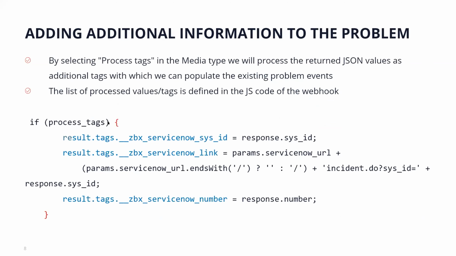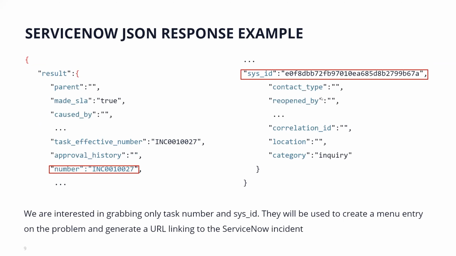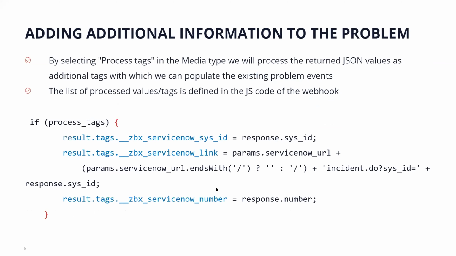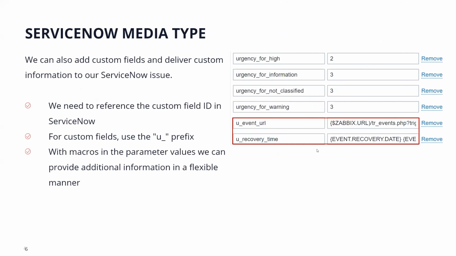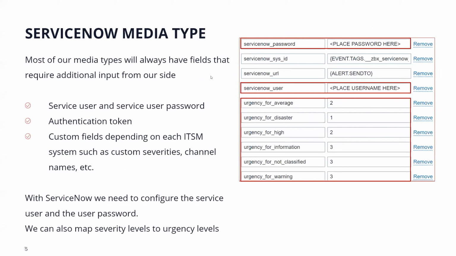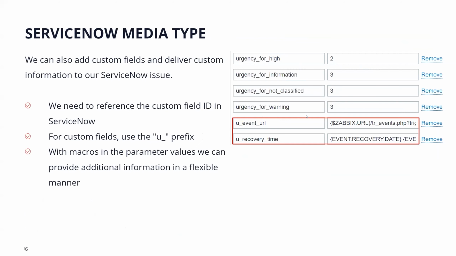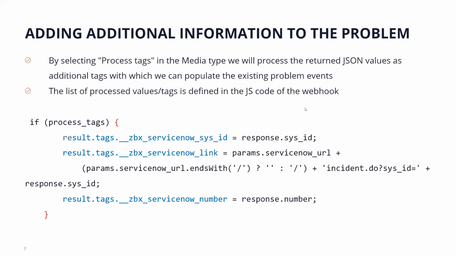If I go back, I can see it. System ID will be one of our tags, and incident number, over here, number. ServiceNow URL is a parameter in our script. If I scroll all the way back over here, ServiceNow URL, this one. This is going to be the URL. It's a value of the macro alert send to, which is a value of our media type send to field, which we're going to look at in a moment. But for now, it's clear where we are getting these two, response system ID and response number.